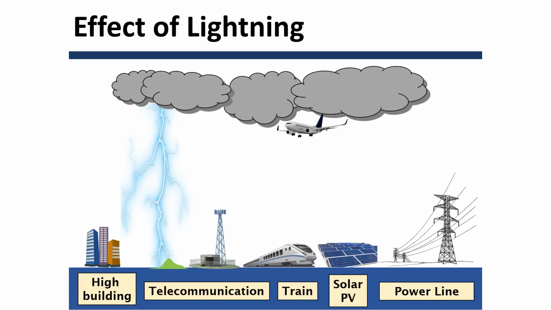Why do we need to learn lightning over voltage? This is because lightning strikes are a major threat for high buildings, telecommunication, trains, solar PV, and also our power line system.